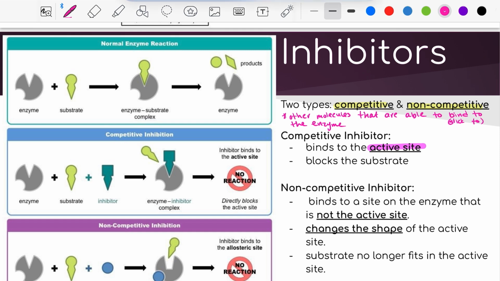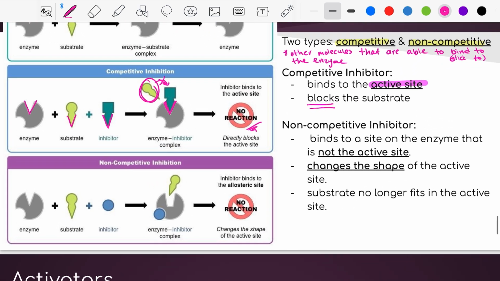So a competitive inhibitor is one that binds to the active site and it blocks the substrate. So it actually physically blocks the substrate. So you can see here, here's the active site, right? The substrate has a shape that is complementary to the active site, but so does the inhibitor. The inhibitor is able to take the place or block the substrate. So now the substrate is not able to get into the active site. And of course, if the substrate can't get into the active site, then you don't have any reaction that happens, right? You can't have a reaction. No products will be formed.